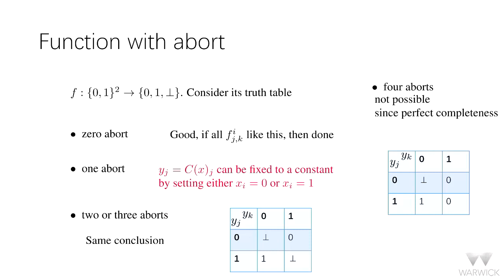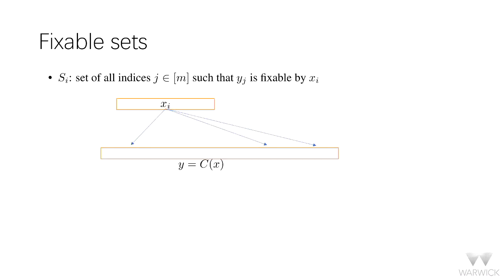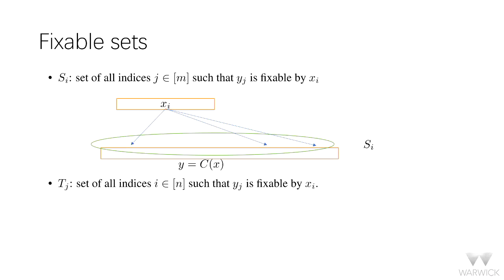So in summary, if there are 0 aborts, then this is good. It's a standard local decoding function. If there are any aborts, for example, 1 abort or 2 aborts or 3, then we have this fixing property. Okay, then let's introduce some more definitions to do the further argument. So we use S_i to denote the set of all indices j such that y_j is fixable by x_i. And we use T_j to denote the set of all indices i such that y_j is fixable by x_i.